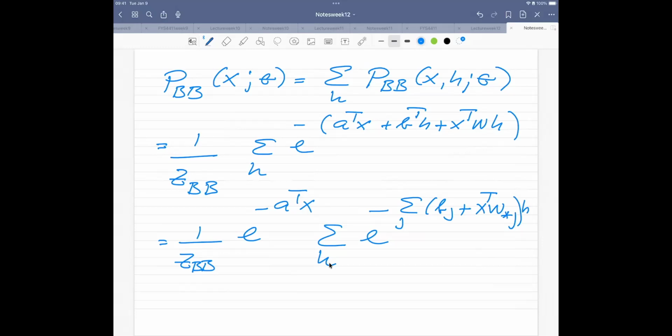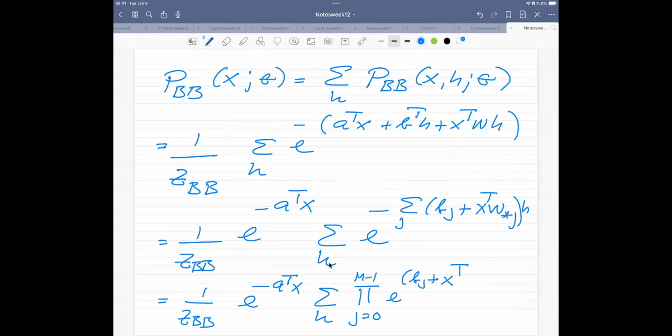And I know that this one is something which I can rewrite in the following way. So this is the same as 1 over Z_BB, I have e to the minus a^T x. And this is something which I now can rewrite because these are exponentials. So I can rewrite this simply as a sum over all the j's from 0 to m minus 1, and then I have e of b_j plus x transposed W_j times h_j here.